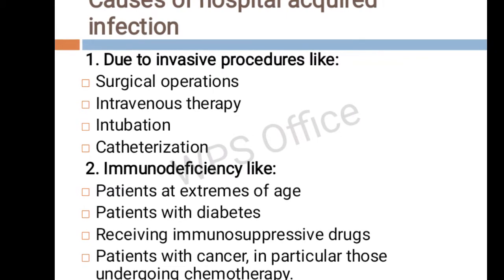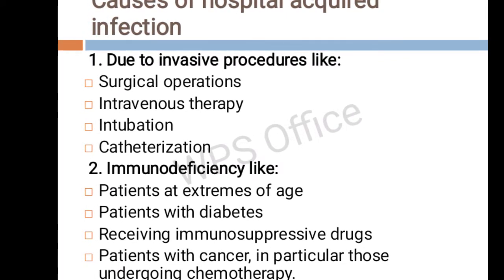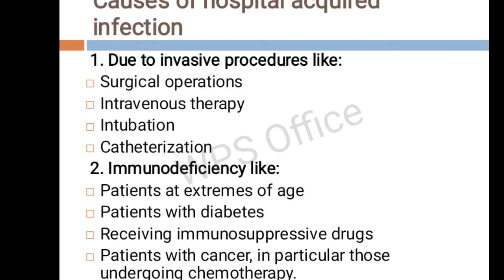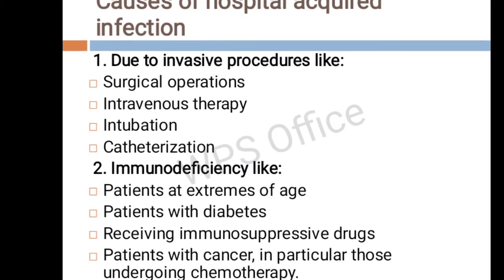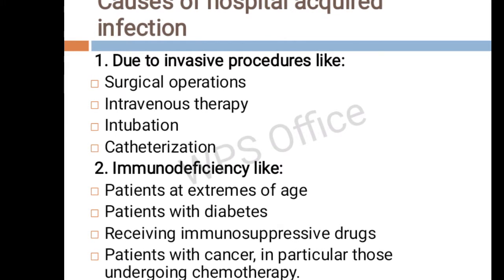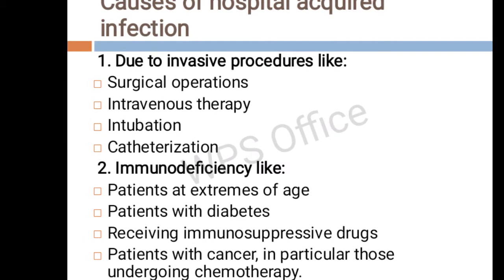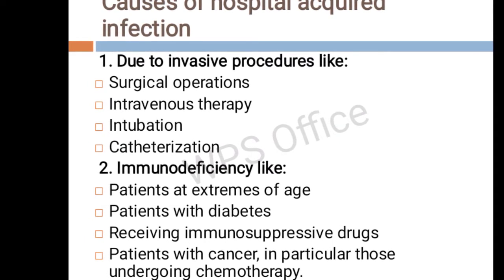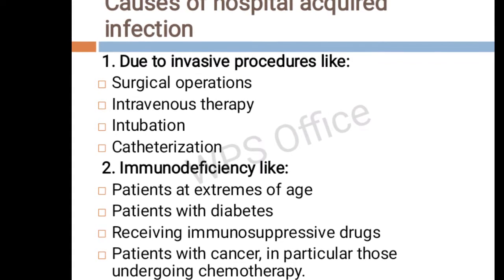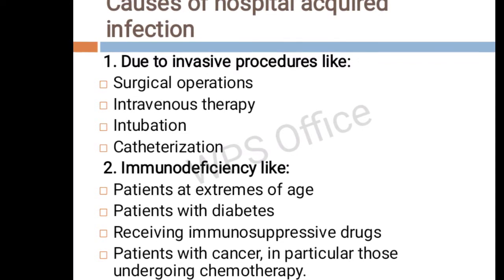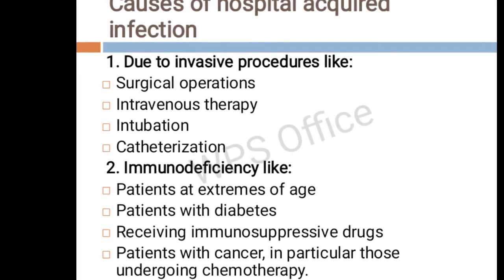Then next is immunodeficiency. Immunodeficiency means the person's immune system is very low. These are patients at extremes of age, either old age or newborn, children under 5 years, or adults above 65 years of age. They are very prone to developing infections. Their immune system is low.